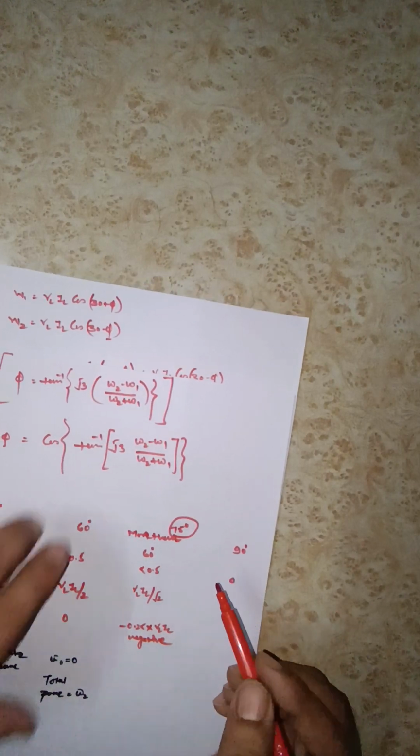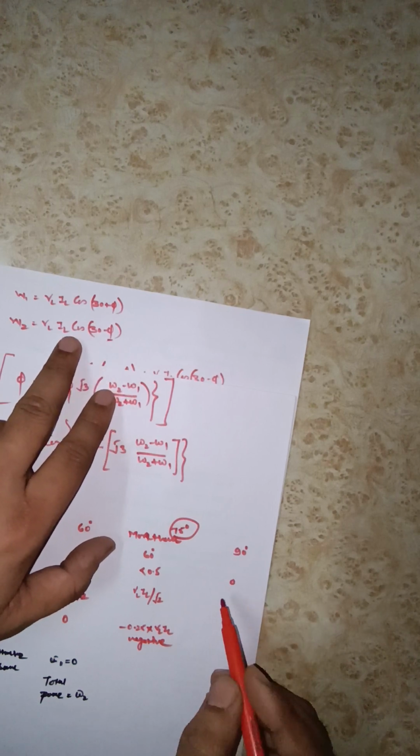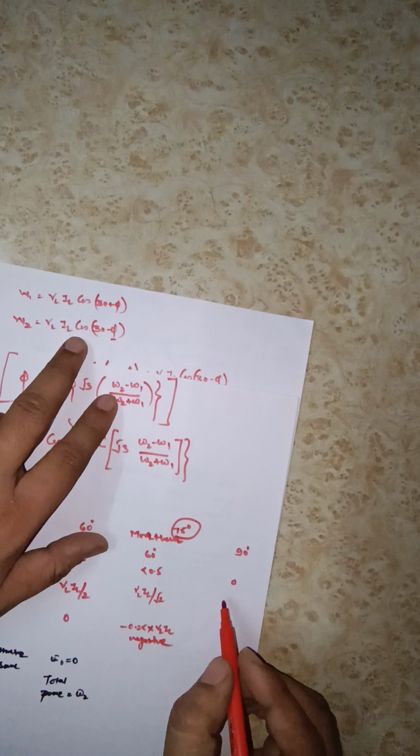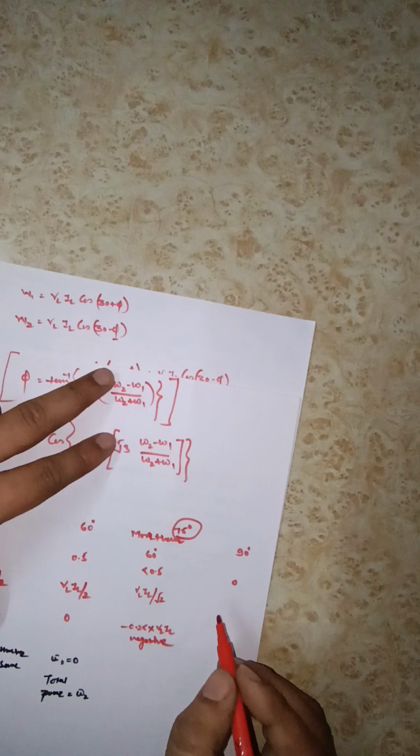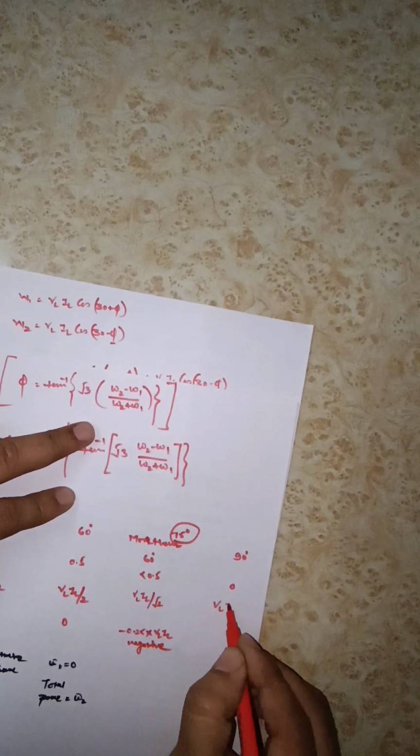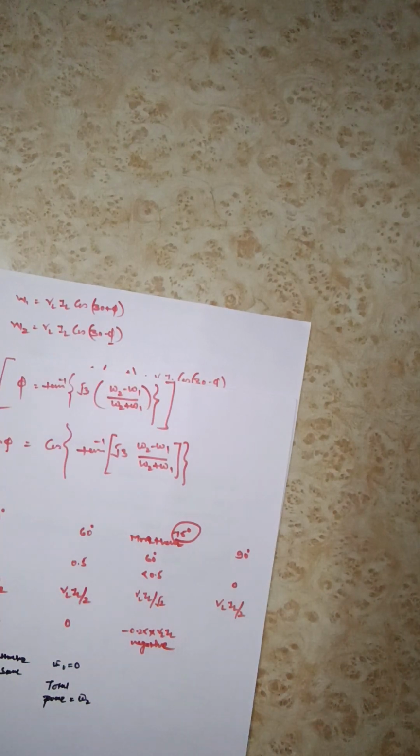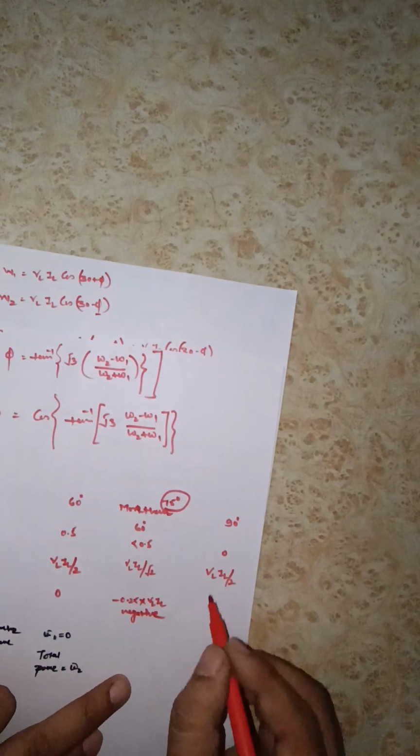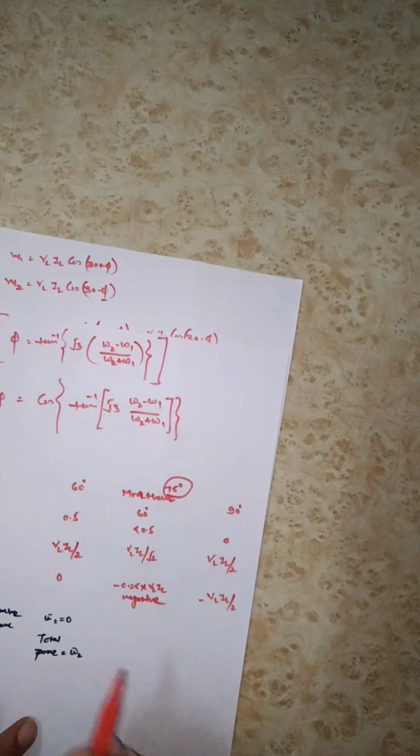And at 90, 30 minus 90, it will be minus 60. So the value will be what? Positive value. Cos 60 is equal to what? 1 by 2. So VL IL by 2. And here cos 120 degree, cos 30 plus 90, cos 120 degree. So the value of cos 120 will be minus 0.5. So it will be minus VL IL by 2. So both values will be equal with opposite signs.